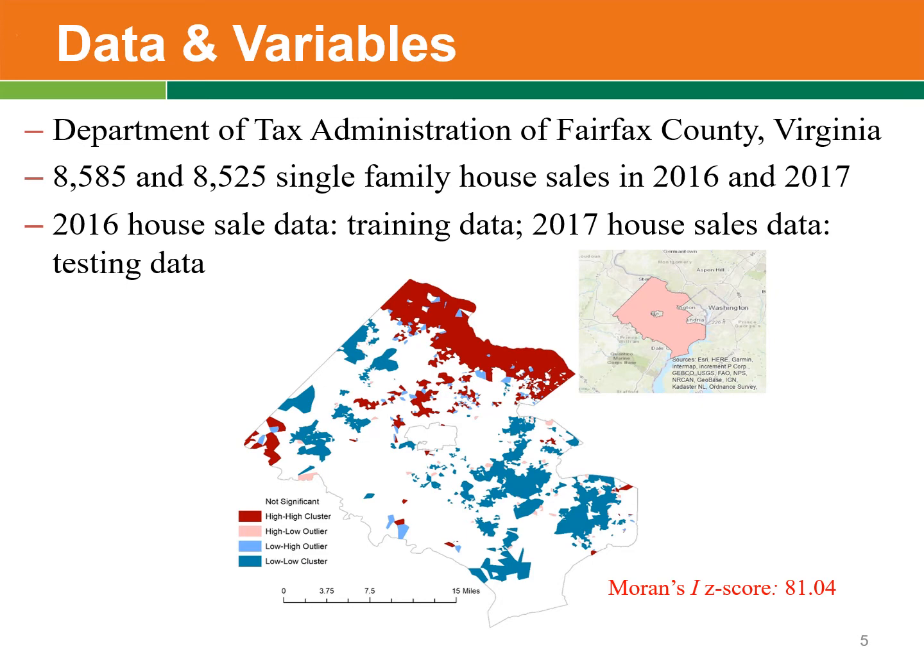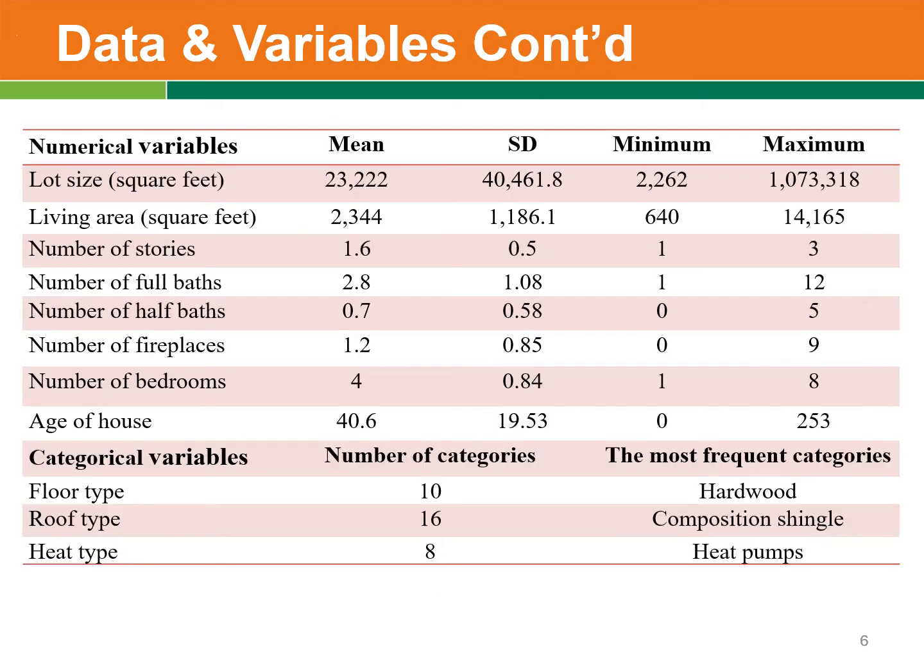This map shows the hot spots and the cold spots of the house prices in 2016, and we can see a hot spot cluster of high house values in the northeastern areas, and the cold spots in some north areas and south areas. To describe house prices, we collect 11 variables which have commonly appeared in the literature, with 8 of them numerical variables and 3 categorical variables. This table provides summary statistics of these variables.